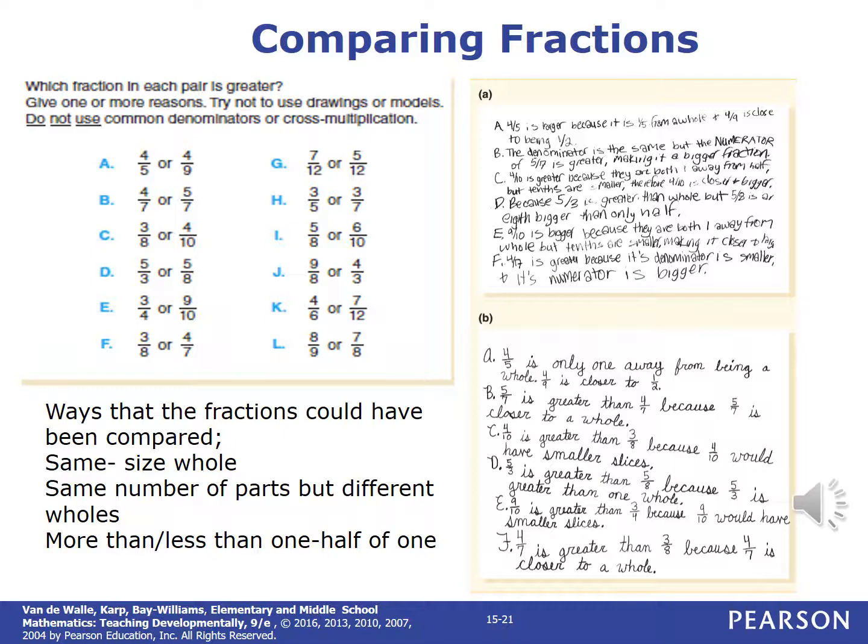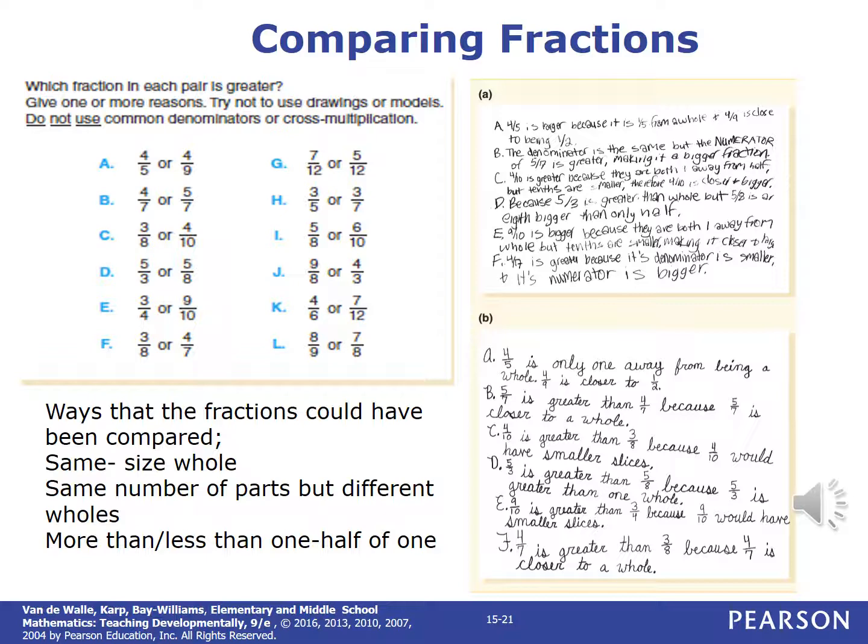Don't get me wrong, common denominators and cross multiplication are terrific and they work, but if you teach these before you require students to reason, they will never have an opportunity to think about the relative size of various fractions, and they will be less likely to develop number sense about fraction size. So for instance, check out this student's reasoning with A. When they're reasoning between 4/5 and 4/9, the student writes 4/5 is bigger because it's 1/5 from a whole, and 4/9 is closer to 1/2. So they're developing number sense.